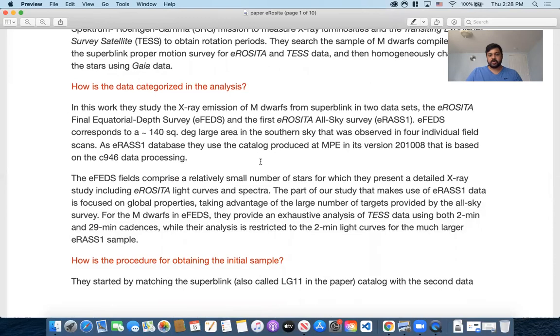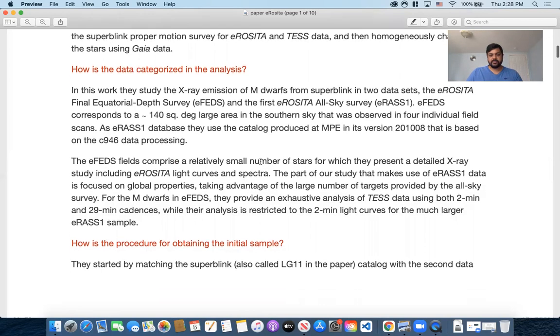eFEDS fields correspond to a small number of stars, and they present a detailed X-ray study, including the light curves and spectra. eRASS1 data is focused on global properties, taking advantage of a large number of targets provided by the all-sky survey.